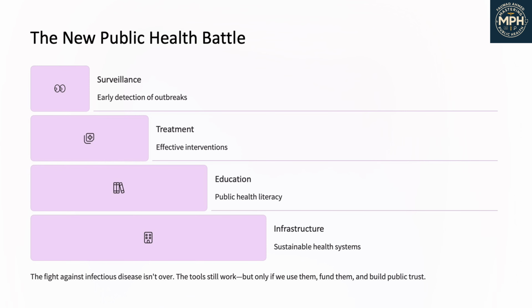The new public health battle. The fight against infectious disease isn't over. Yes, we've made progress, but progress is fragile. The tools still work: surveillance, treatment, education. But they only work if we continue using them. Fund public health infrastructure. Rebuild trust with the public. We need to focus not just on emergency response, but on long-term prevention. Because strong public health systems don't just stop outbreaks, they prevent them from happening in the first place.